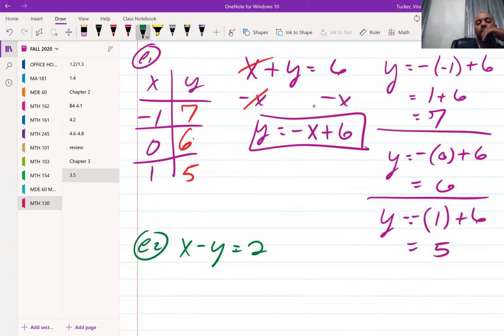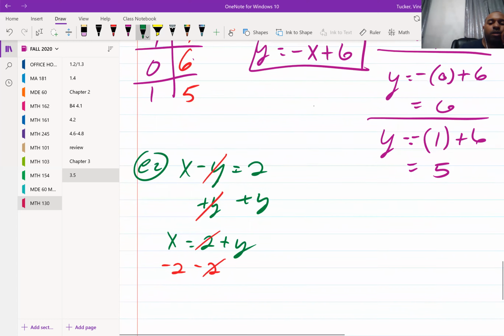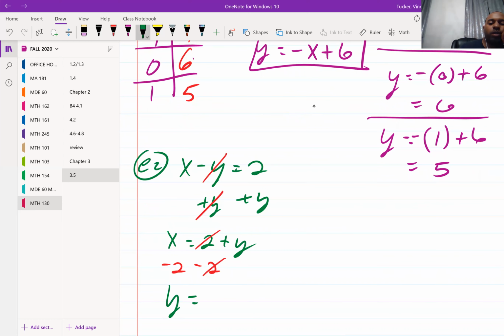Everybody good, everybody straight? Do the same thing here, just want to solve it for y. If you have any questions, always feel free to ask. Don't let me just do stuff. If you have a question.